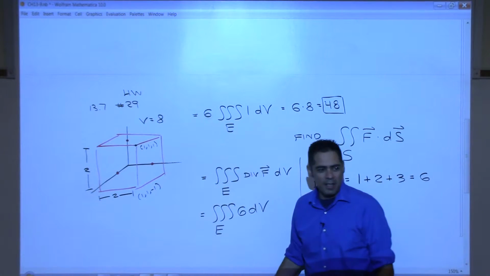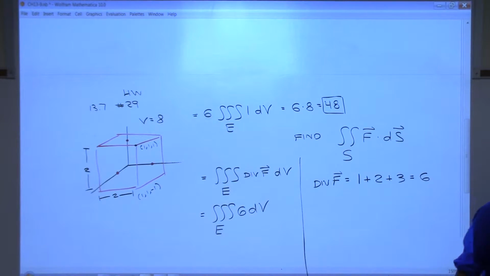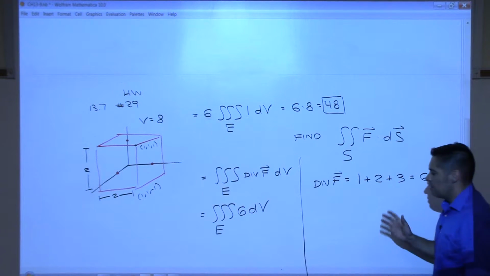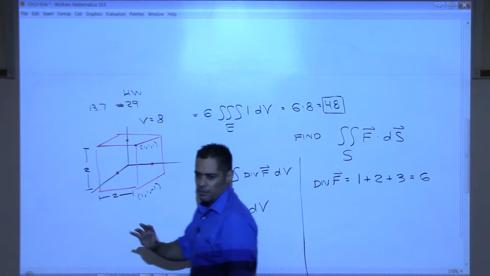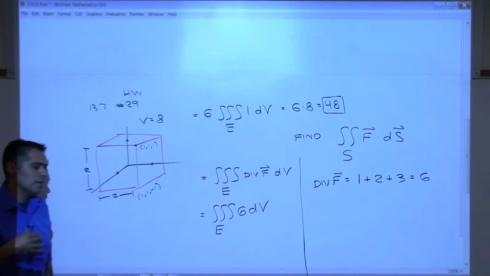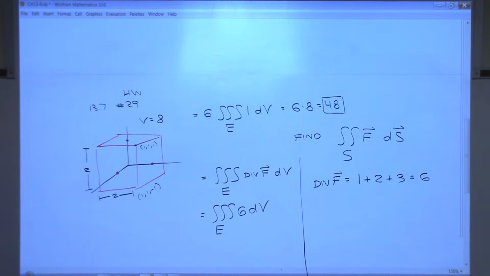Isn't that better than breaking it into 6 surfaces? All right, but here's the thing. Divergence theorem is awesome, okay? I'm not going to downplay it. It's a great theorem. But you have to have a surface enclosing a solid. If you don't have that, you throw it out.